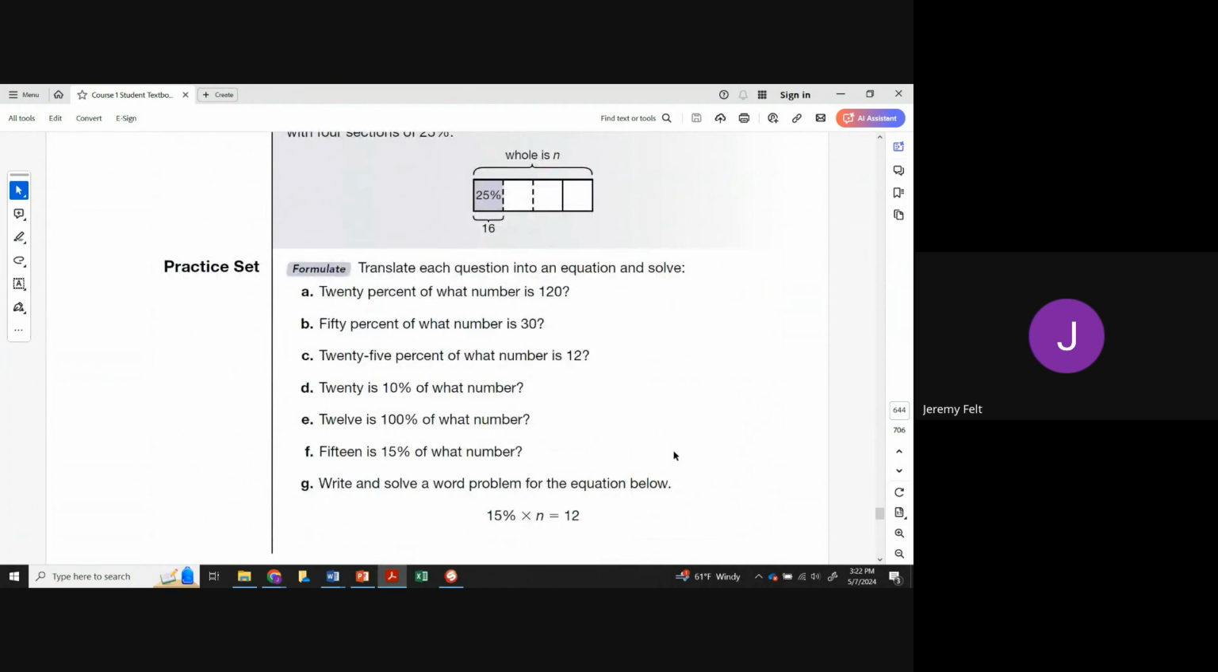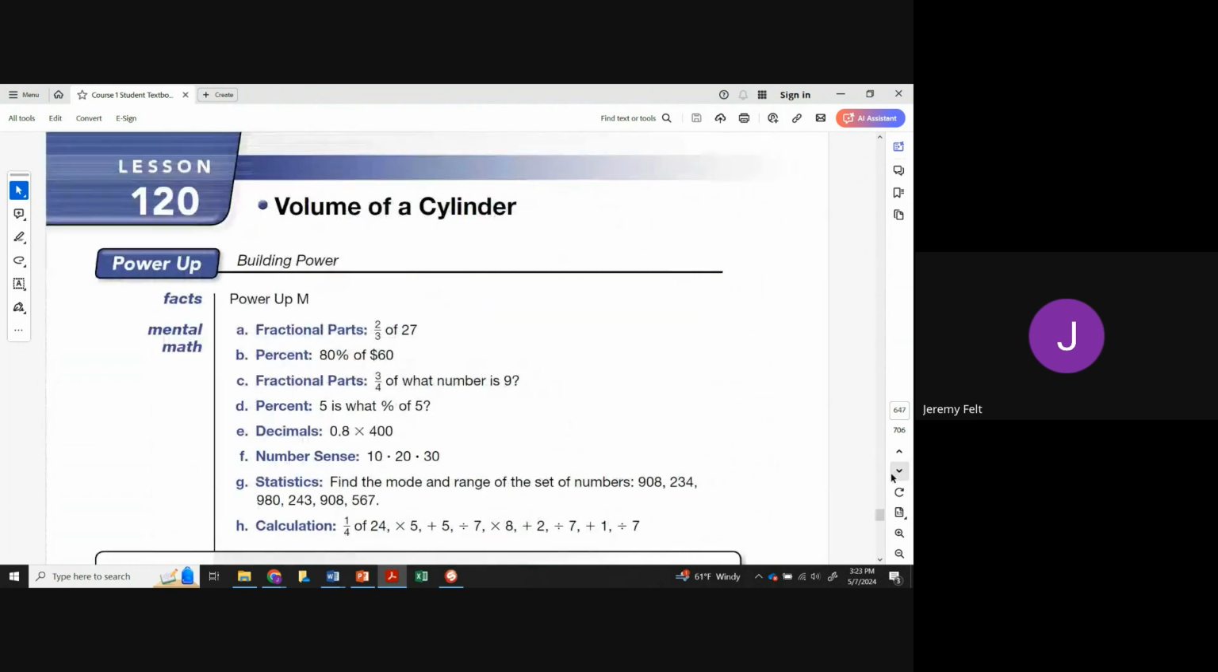If you have one that you prefer and you feel comfortable with, even if it says draw it out and you solve it the way we did, I'm not going to mark you wrong, obviously, if you got to the correct answer. That practice set we will do together.